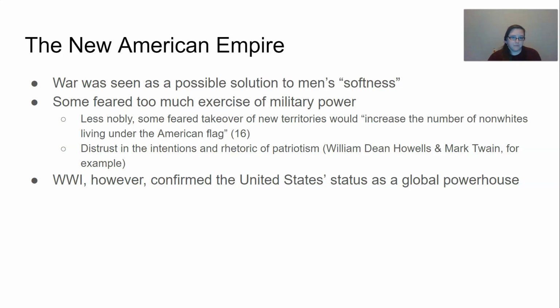But also, some of our authors, like William Dean Howells and Mark Twain, had distrust in the intentions and rhetoric of patriotism and of military power. And so we will read Editha by William Dean Howells, that highlights maybe the problematic side of pure-hearted patriotism. And of course, eventually we get to World War I, which confirms the United States' status as global powerhouse. And so we get to where political figures want us to be as a country.